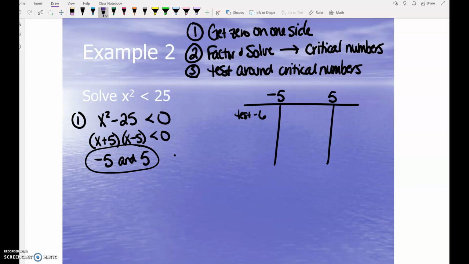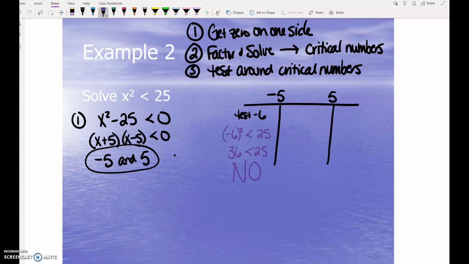So if I put -6 into this original thing, -6 squared, and I'm testing to see, is that smaller than 25? -6 squared is 36. Is 36 smaller than 25? No, it is not. So this is a big no. The numbers smaller than -5 do not work in this original inequality.